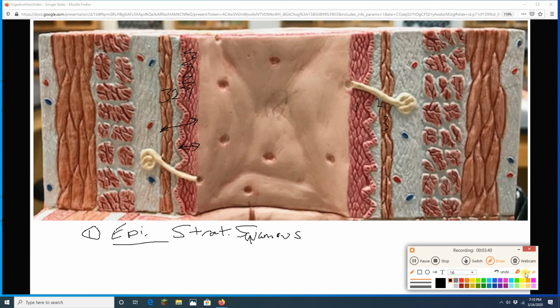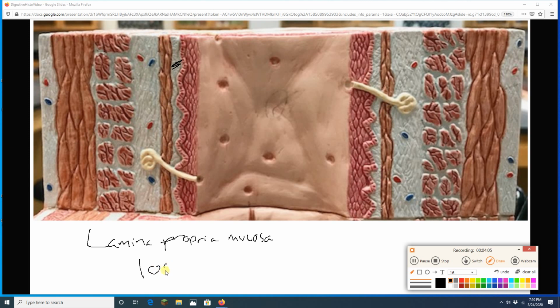Number two is this gray layer right in here. This layer is the Lamina Propria. Sometimes it's called the Lamina Propria Mucosa, which means it is the layer belonging to the mucosa. It is a layer of loose connective tissue. It is going to support that epithelium, says the Lamina Propria.